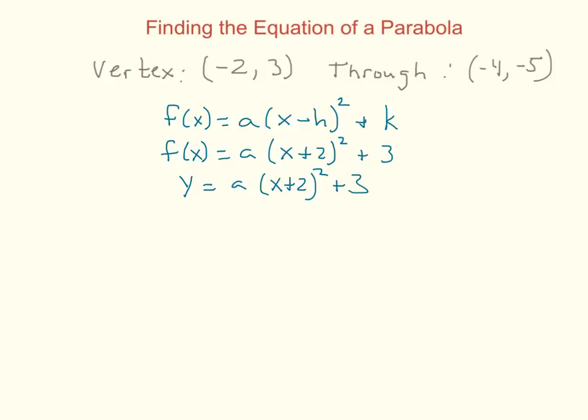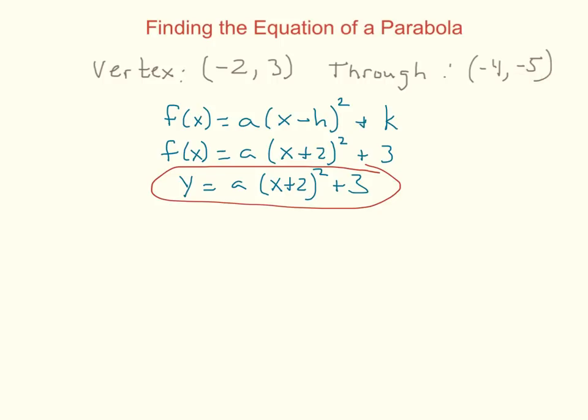I've got to identify what a is. Once I know a, then I have the equation of the parabola. I'll just plug that a value back in at this point right here. I'll identify a, and then I'll come back to this and put that value in, and that will be the equation of my parabola. The thing is, though, I have to find a. And to do that, I'm going to use this other point that I have. So I'm going to plug negative 4 in for x, and I'm going to plug negative 5 in for y.